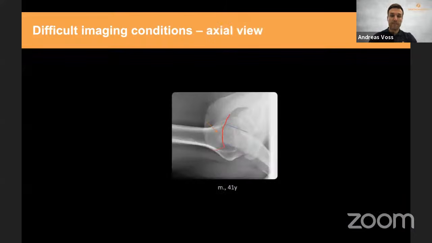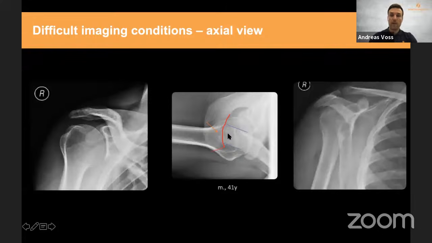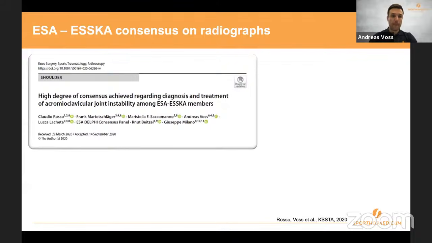As you can see here, this is a male patient, 41 years old. And here you can see a posterior dislocation of the clavicle in the axillary view. But once you see the AP view or the scapula outlet view, you can see a totally healthy AC joint. So don't be misled by the axillary view with a posterior dislocation.